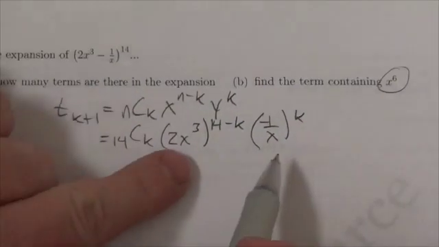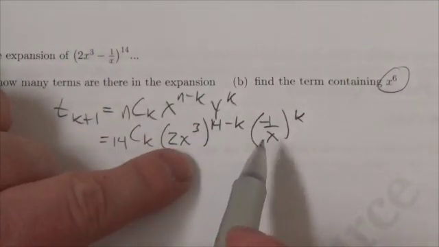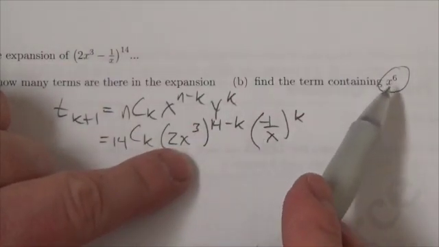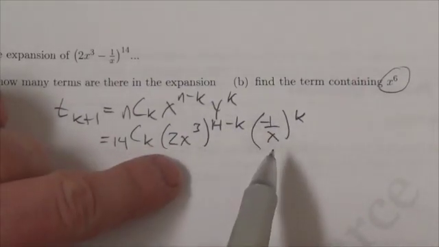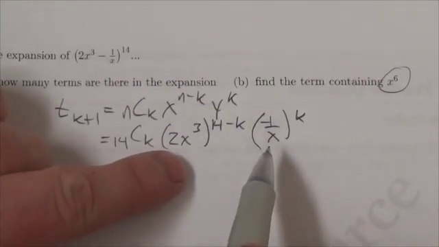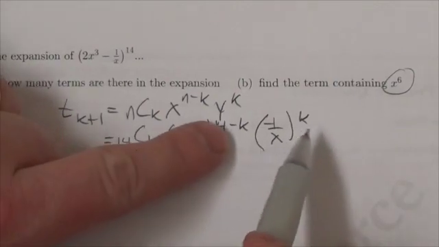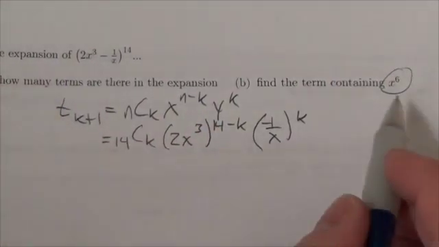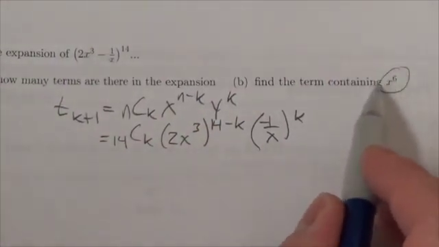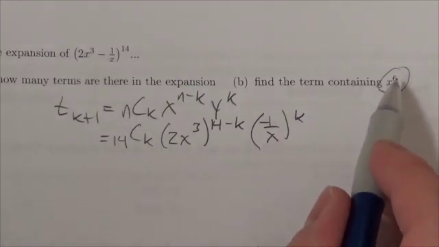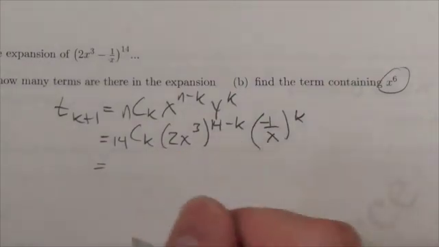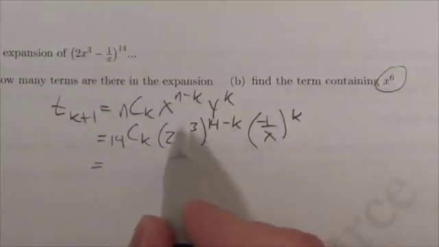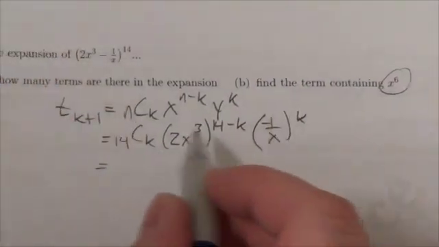Now, I see that I've got x's in here. I've got two of them though, and what I'm looking for is x to the sixth. What this tells me is that every term in this expansion is going to have an x in it. The way I'm going to differentiate one term from the next is the value of k, the exponent. So I'm going to be looking for the exponent on x. I'm going to want that to equal 6 and figure out what value of k does that. So first of all, I need to spread this out. I need to get the x's out of these factors here.